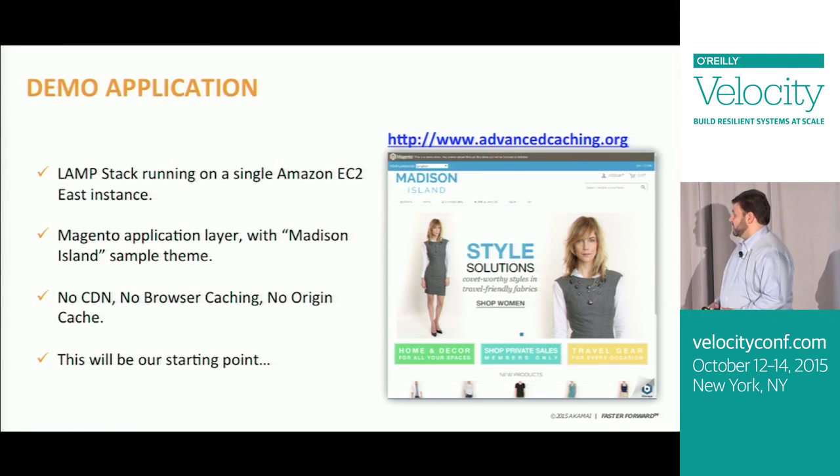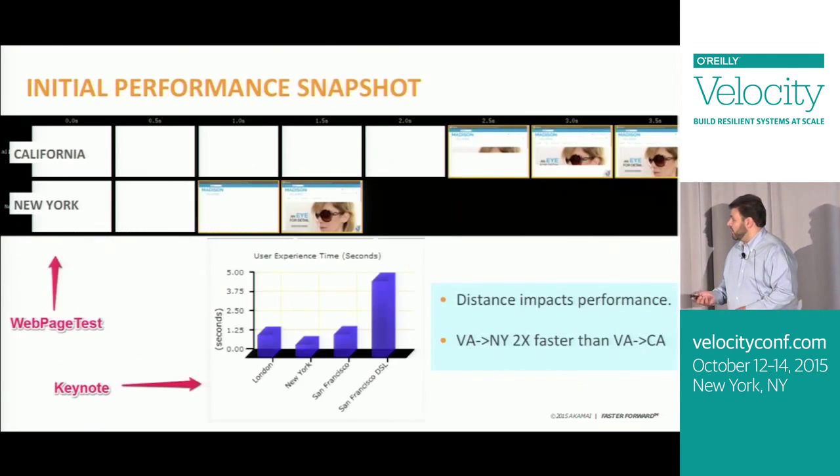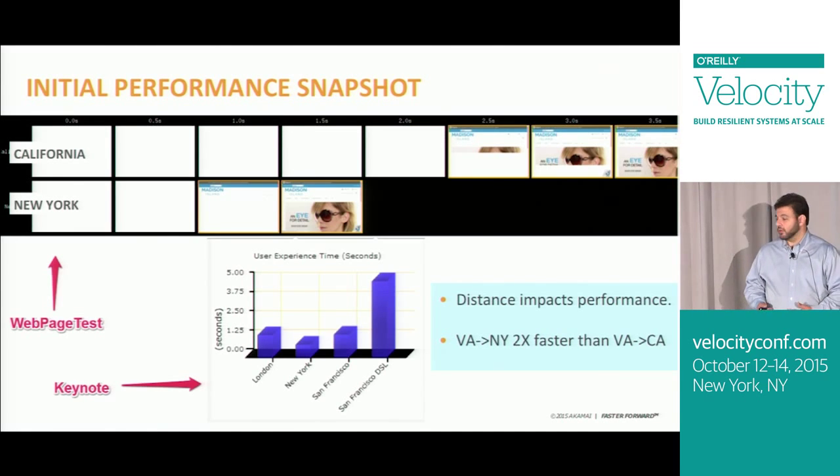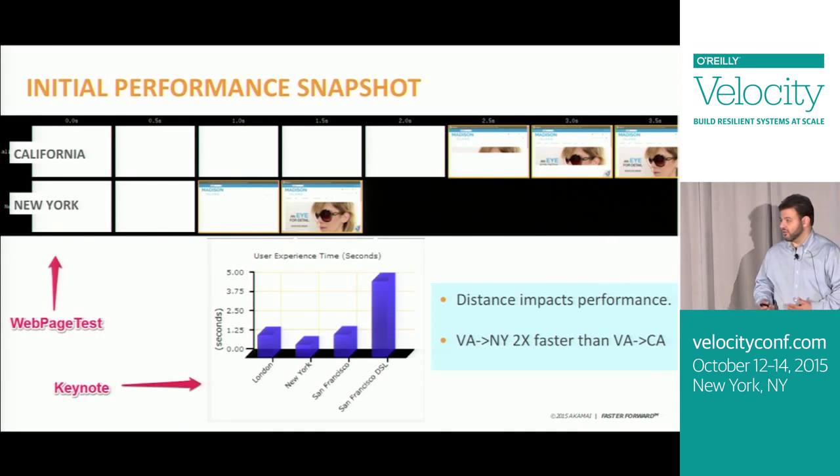So www.advancedcaching.org. Right now you'll see it post optimization, but if we take a look at an initial performance snapshot, you can see here that with no content delivery network, it's obviously faster when we make that request from New York. And this is again the impact of latency on the time it takes to make all of those requests.